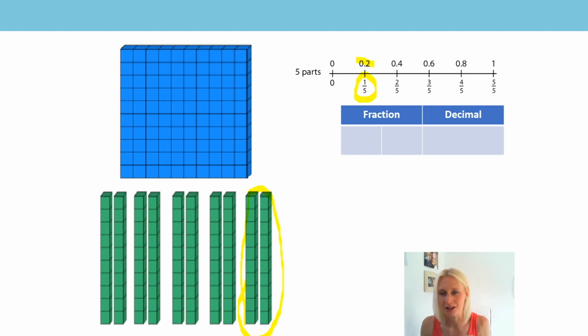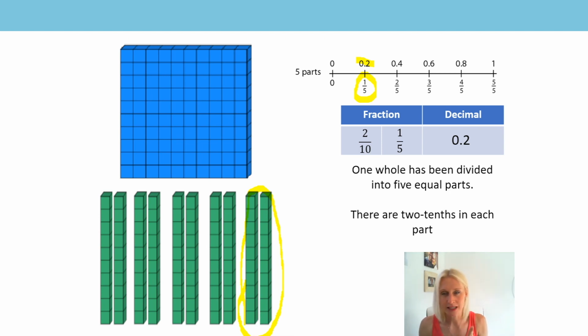2/10. Let's have a look. Did you write that? I hope so. And that's what it looks like as a decimal. Okay, are you ready? I really want you to join in with me. So, 1, 2, 3. 1 whole, bit louder, has been divided into 5 equal parts. There are 2/10 in each part. Well done. I'm going to show you another whole now, and we're going to divide this one a bit differently.